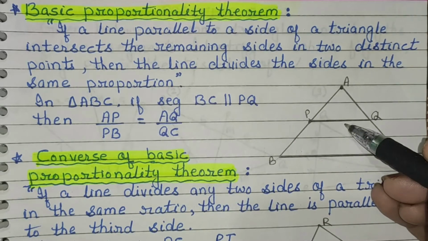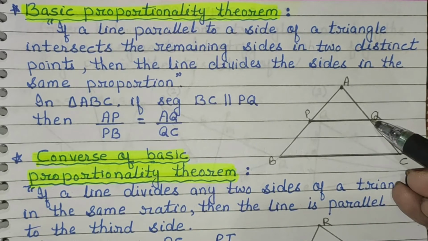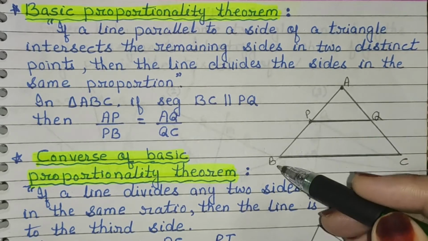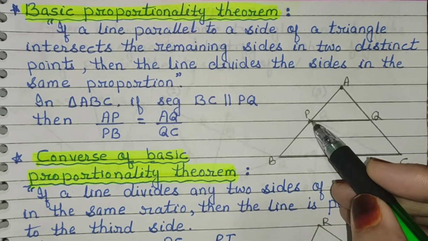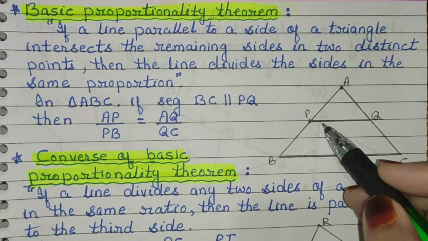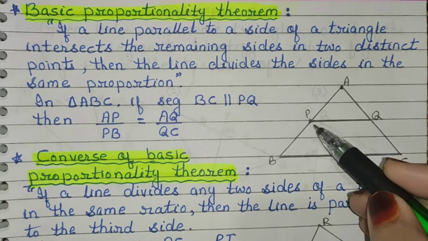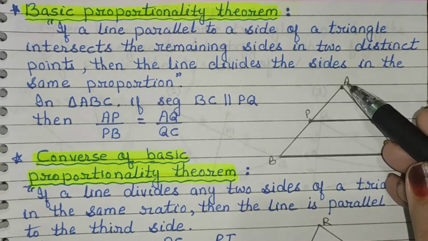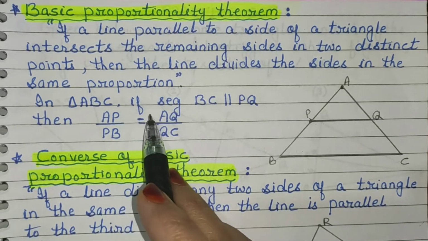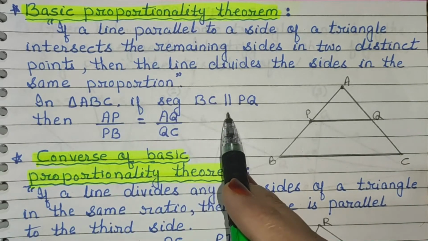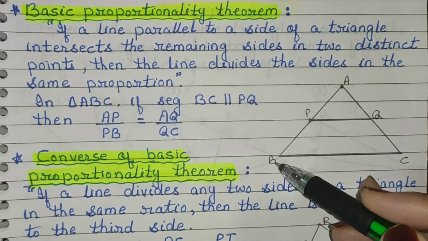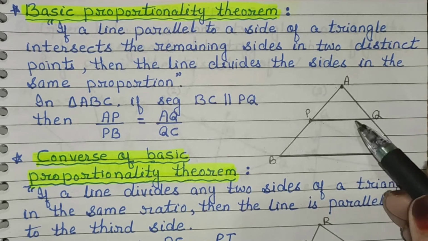Now look at here. PQ is parallel to the side BC. Now if PQ intersects line AB and line AC at points P and Q, it divides the sides AP upon PB and AQ upon QC. Both are equal. Now in triangle ABC, if segment BC is parallel to PQ, then AP upon BP is equal to AQ upon QC.